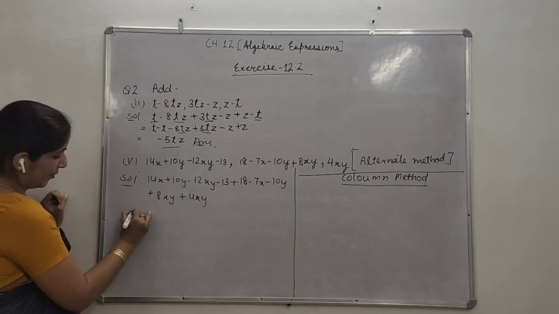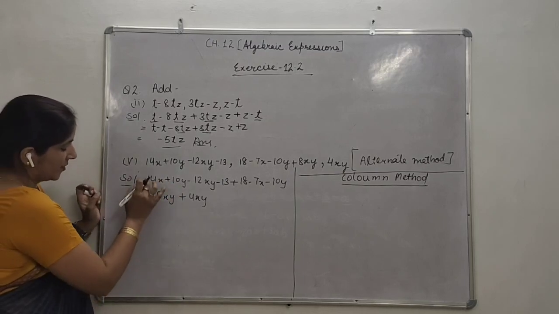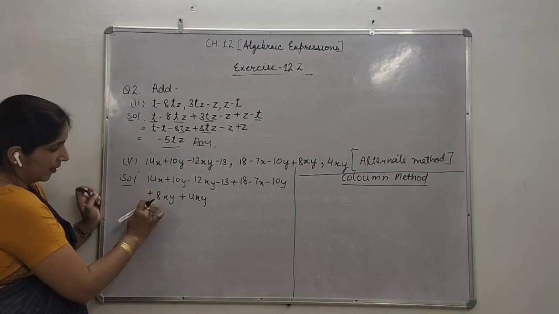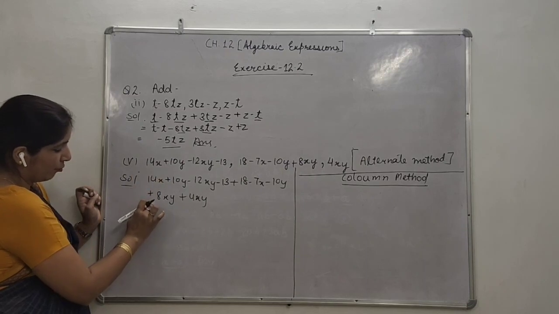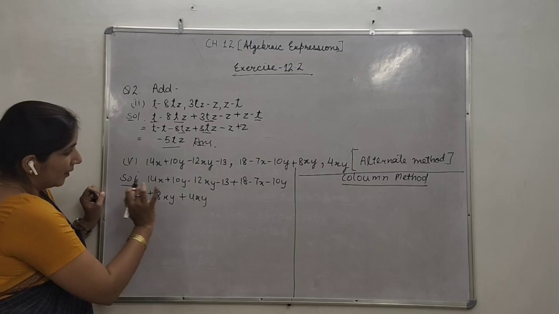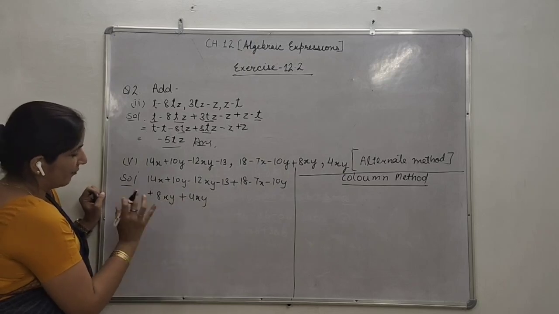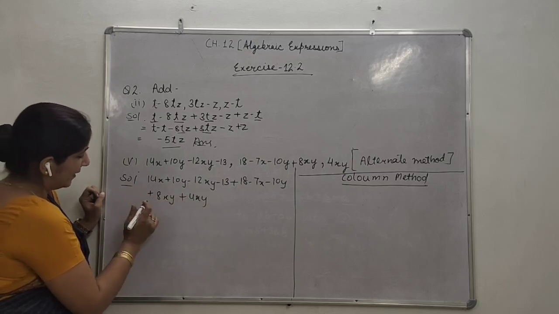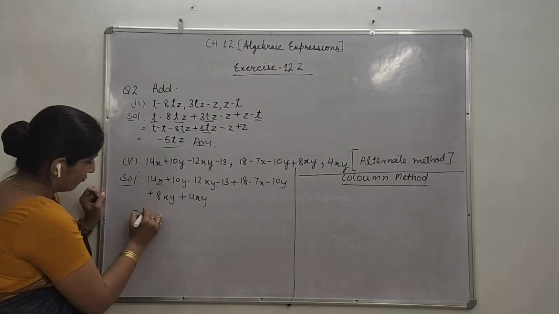Okay, after this I will put the equal to sign. The equal to sign always shows that this is one row, and the second row, the second step, will be here. Now again the same thing: you have to rearrange the terms so that like terms are together. So first is x, so 14x.